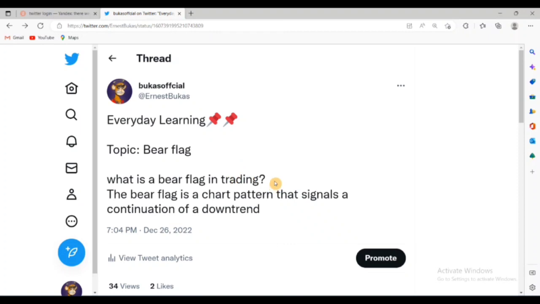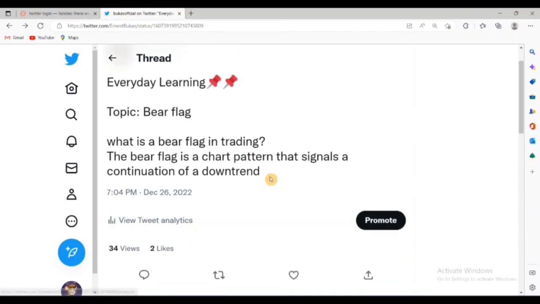Okay, so today, as our topic says, is a bear flag. What is a bear flag in trading? A bear flag is a chart pattern that signals a continuation of a downtrend. So a bear flag is a flag pattern that once you see it, you know that a continuation of a downtrend is possible.